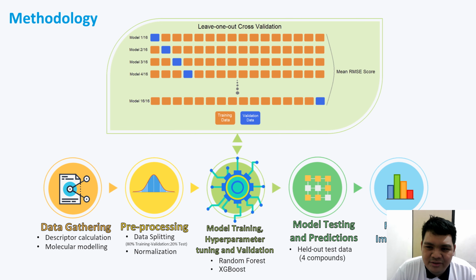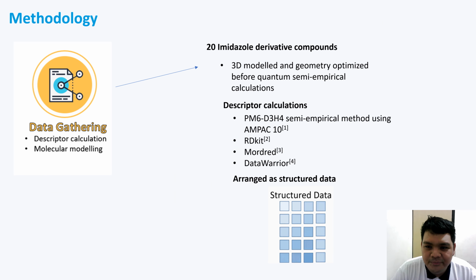The methodology consists of 5 steps: data gathering, pre-processing, model training and validation, model testing, and feature importance interpretation. 20 imidazole derivatives are gathered from literature and 3D modeled using Avogadro. The descriptors mentioned earlier are calculated from the PM6-D3H4 semi-empirical method. Other descriptors are calculated from RDKit, Mordred, and DataWarrior libraries and were arranged as structured data.